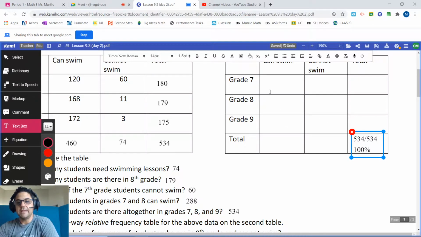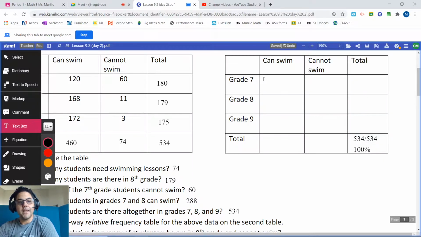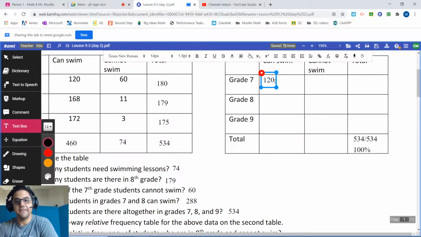And then you're just going to take a moment for each one here. So for can swim, that's 120 divided by the grand total, which is the 534. Use your calculator and find your percentage. So again, 120. Let me see if I can bring up my calculator. My phone's dying, I think. All right, 120 divided by 534. I'm going to type in, well, it's 0.22. We're rounding, so we're going to say about 22%.